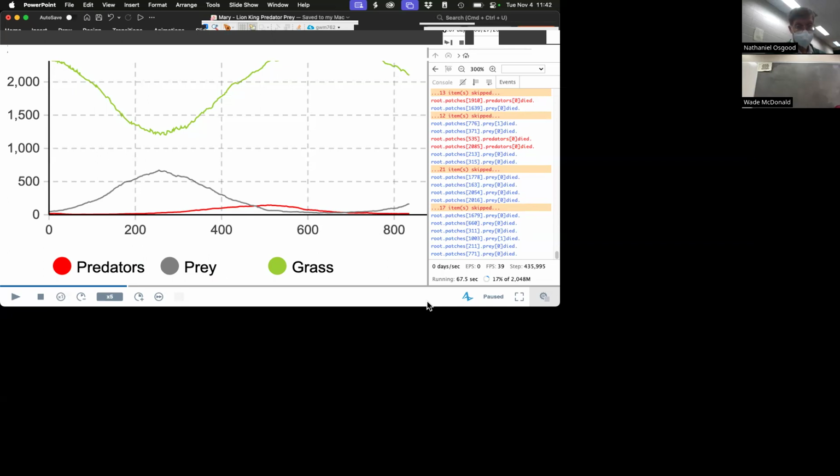All right. So we see, as was observed by you folks, that the grass is sort of the inverse of the prey. And the predators lag the prey like they did in the other model.